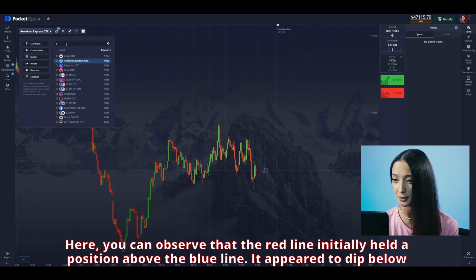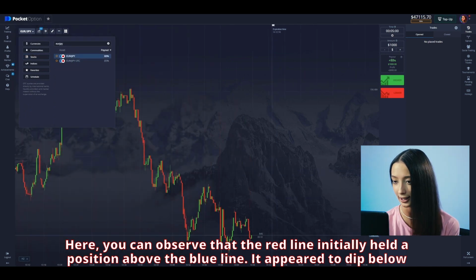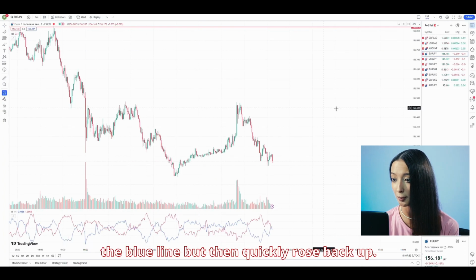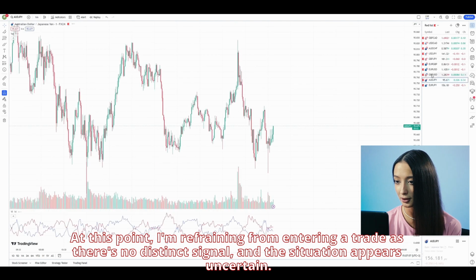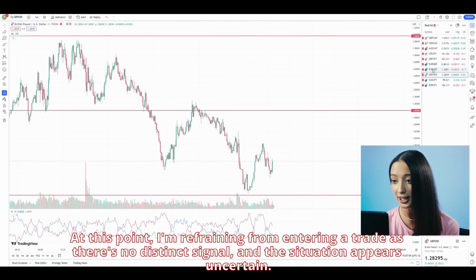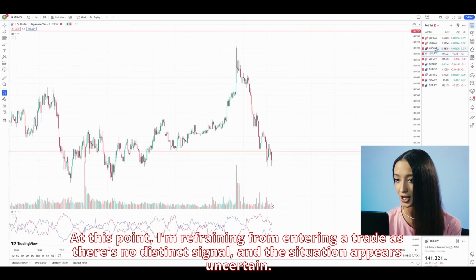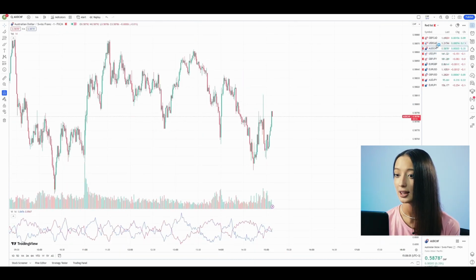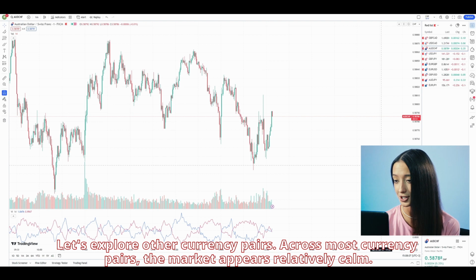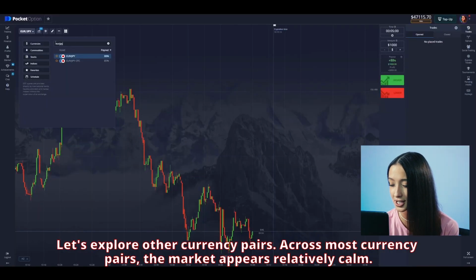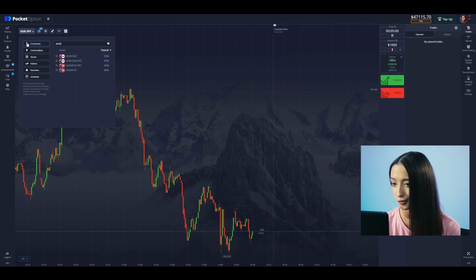And here you can observe the red line initially held a position above the blue line. It dropped deep below the blue line, but then they quickly rose back up. At this point, I'm refraining from entering a trade as there is no distinct signal, and the situation appears uncertain. Let's explore other currency pairs. Across most currency pairs, the market appears relatively calm.